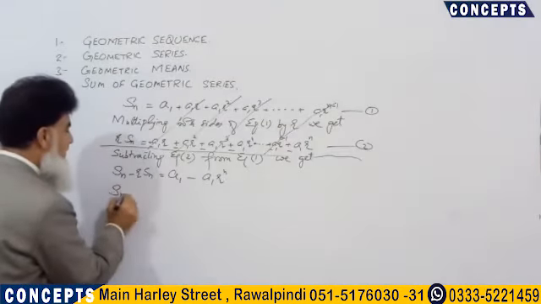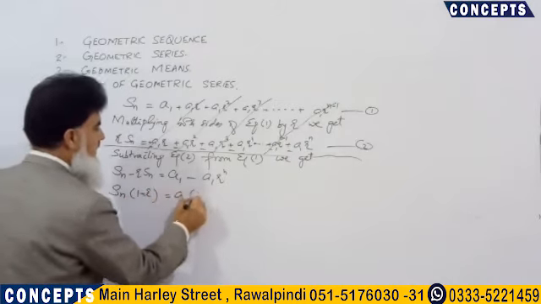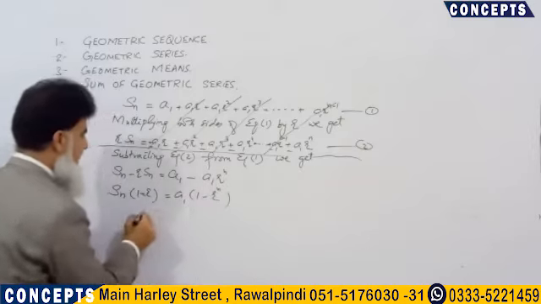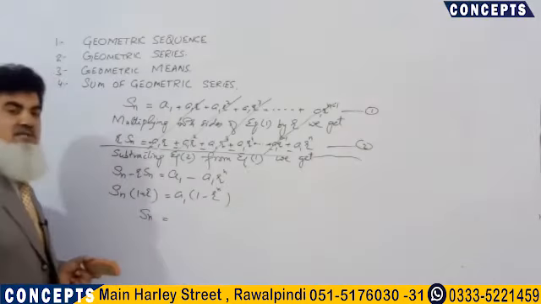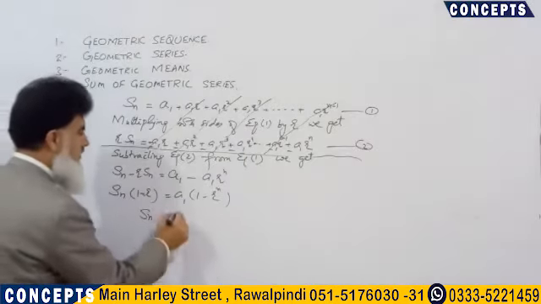Taking Sn common from the left hand side and a1 common from the right hand side, and then dividing both sides by 1 minus r, because 1 minus r is not equal to 0.